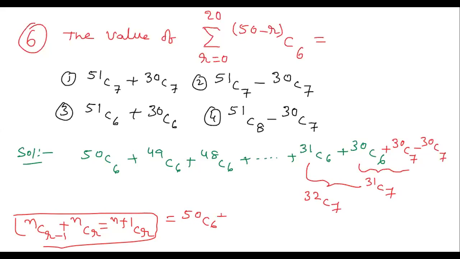So here we get 50 C7 and minus 30 C7 also. Okay, 50 C6 plus 50 C7, how much is that? That is 51 C6 minus 30 C7. So is this C6 or C7? I think I wrote a mistake. This is C7. So finally we got the answer 51 C7 minus 30 C7. So the second option is correct.